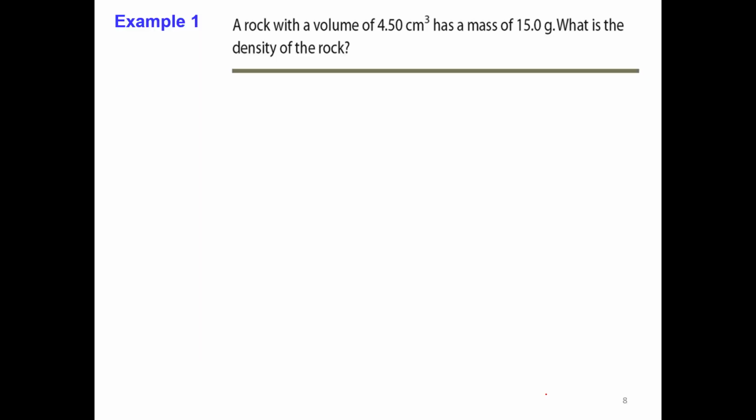Now let's try to solve this problem, taking care of the units and the significant digits when we are solving it. In this case, we have a rock with a volume of 4.50 cubic centimeters, and you can see the volume is in cubic centimeters because these are the units of volume. The rock has a mass of 15.0 grams, and this is why we have grams, because these are the units for mass. Now, what is the density of the rock? Density is mass over volume.